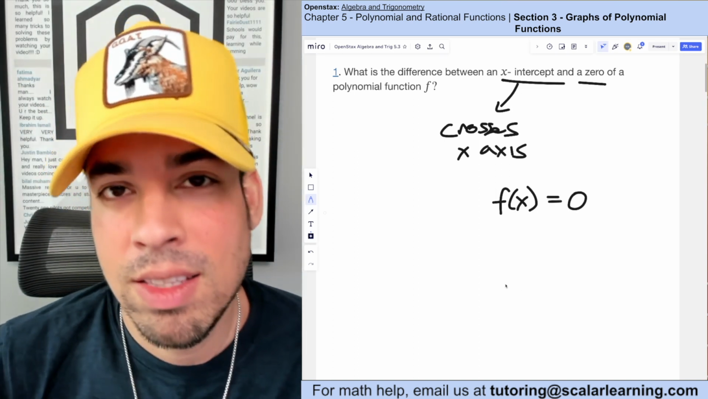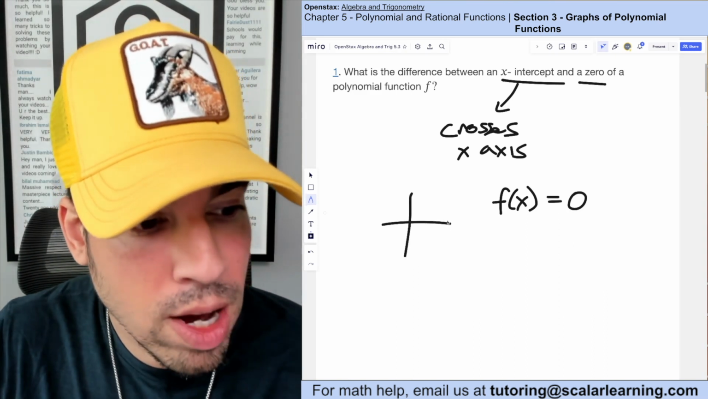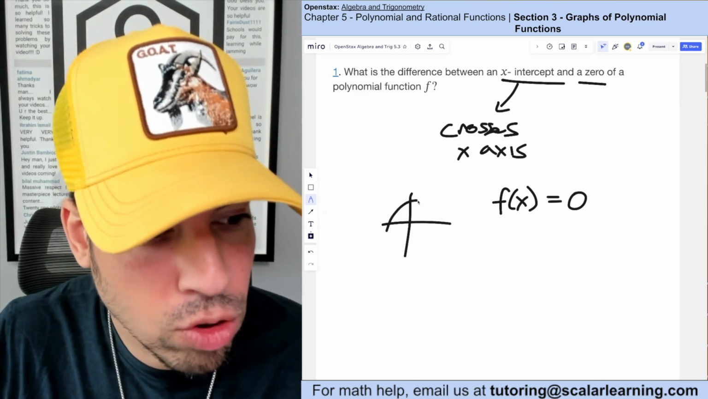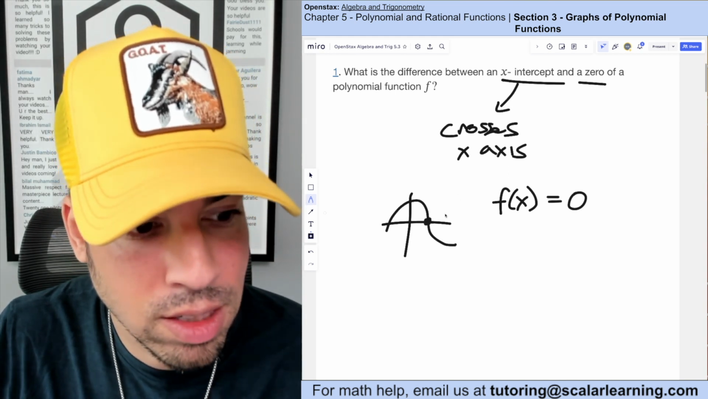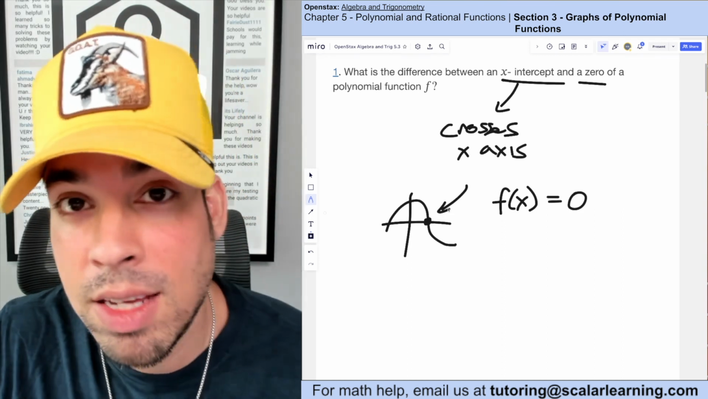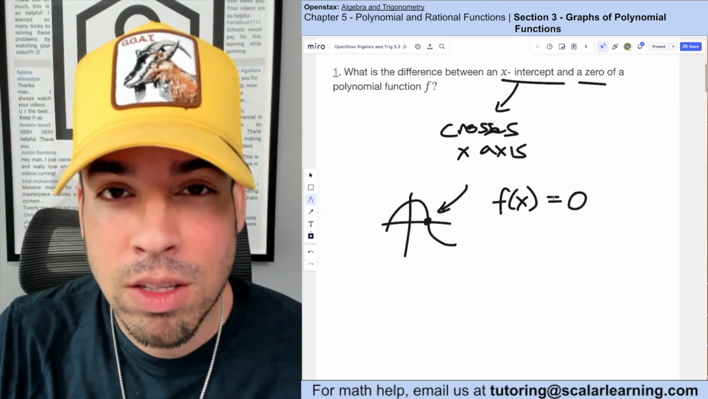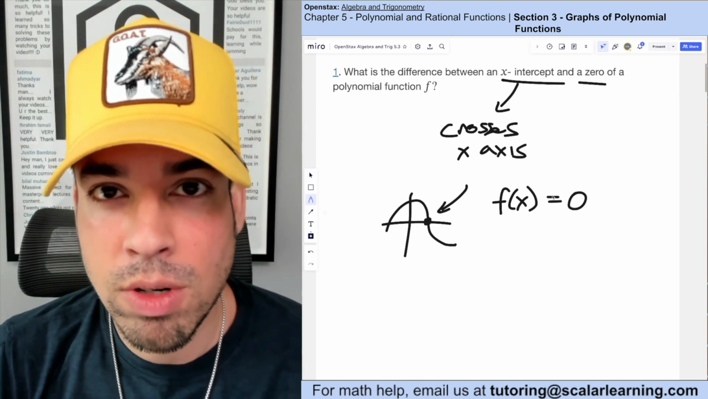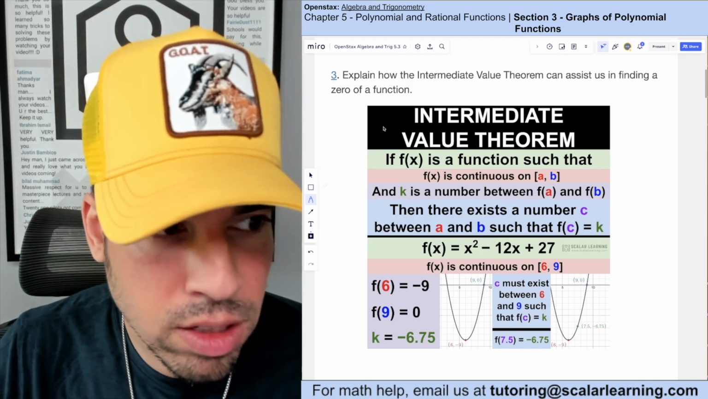So again, this is actually going to be the same thing in a sense, because when you have an x-axis and you have a polynomial, right, it's crossing the x-axis here. That means that's an x-intercept. But at the point where it crosses, the function value is going to equal 0. So you can kind of see there's some overlap there. So that's how you do it. Boom, done. Explain how the intermediate value theorem can assist us in finding a zero of a function.